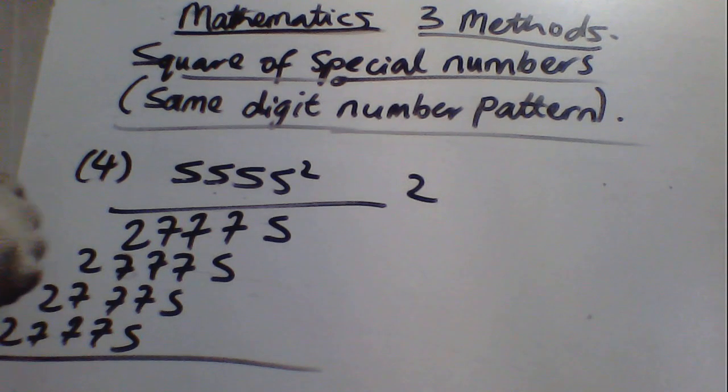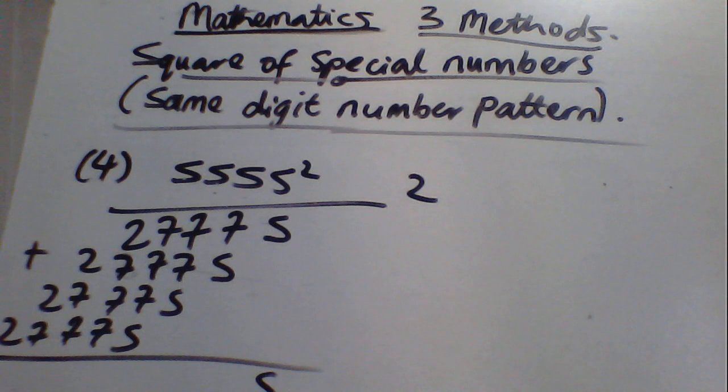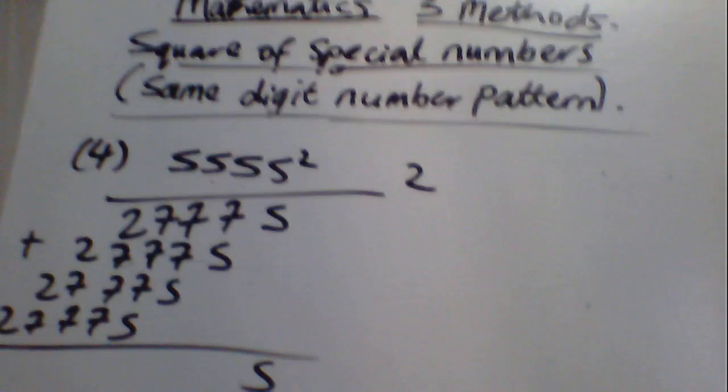So that is it. You sum it up. 1, 2, 3, 4: four rows, as there are the number of digits. So this is 5. 7 plus 5 will give us 12. So you write 2 and carry 1.